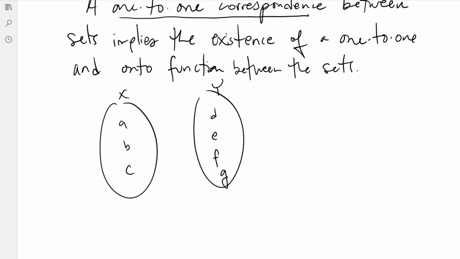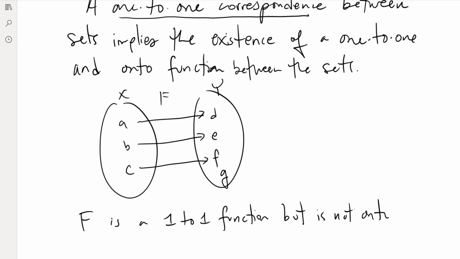Suppose we have 2 sets, set X that contains the elements A, B, and C, and the set Y that contains the elements D, E, F. We could create a one-to-one function between them, so that A maps to D, and B maps to the element E, and let's say C maps to the element F. Let's call this big F, because I've already used little f there. So big F is a one-to-one function, but it is not onto, right?